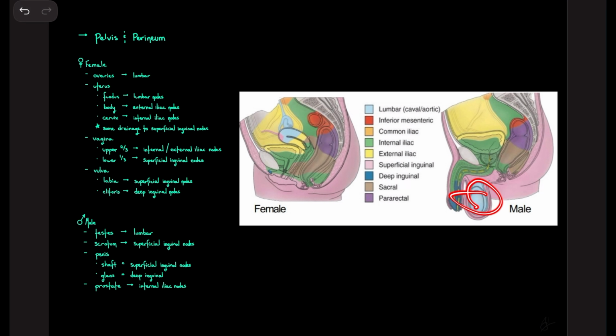Even with testes and ovaries, right? Those are also homologs with one another. So the fact that they share this lymphatic drainage does make sense.